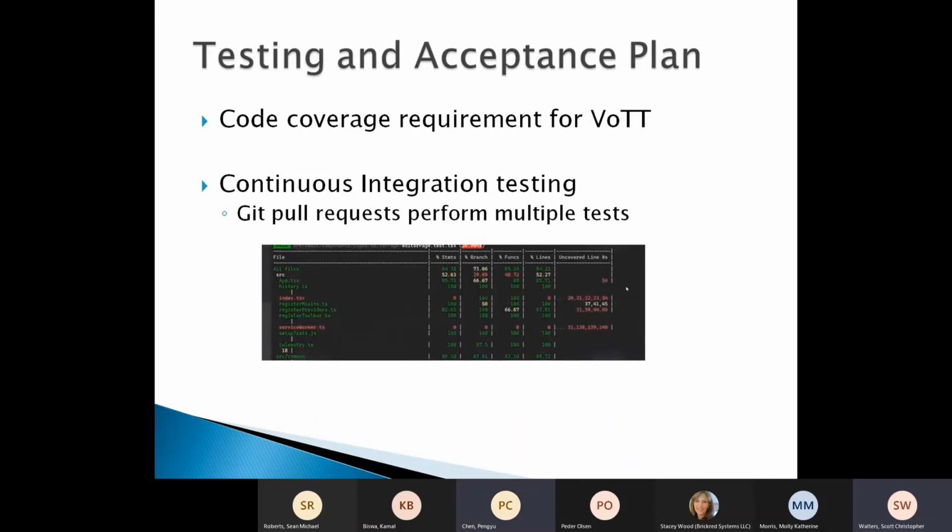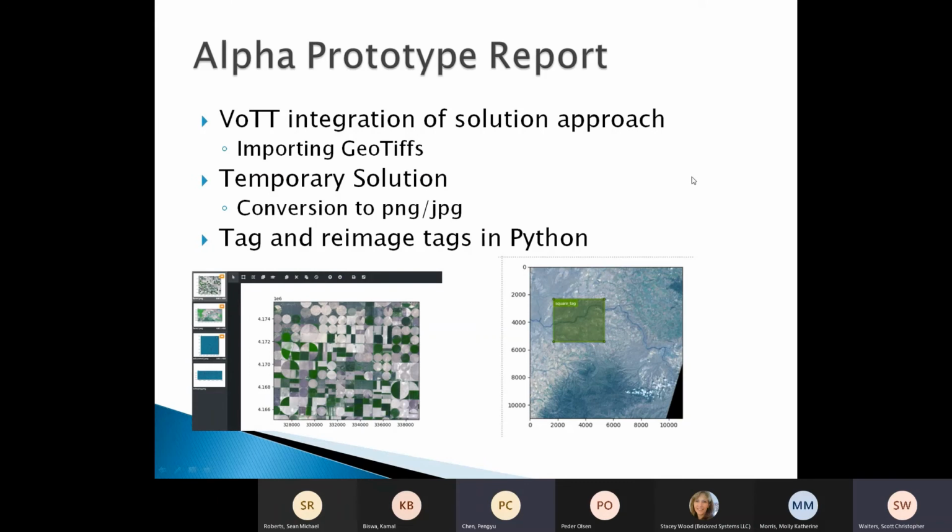And we were introduced to the way that the Git repository for VOTT has a number of automated tests when there's Git pulls on it. And we want to figure out a way to replicate that as well. So when we're developing the code next semester, we can have these tests and we're not running into issues with our additions to VOTT on our end. And so finally, the last milestone was the alpha prototype report.